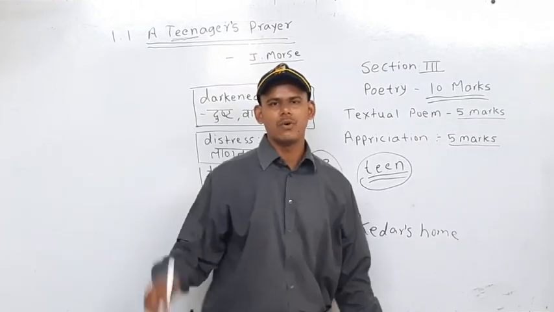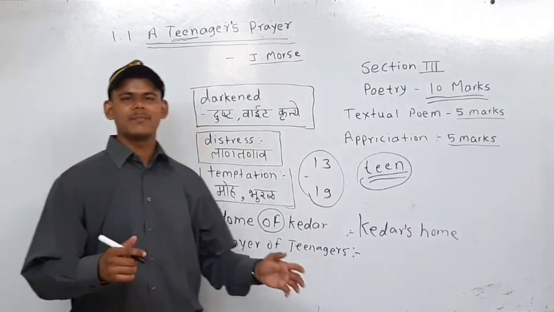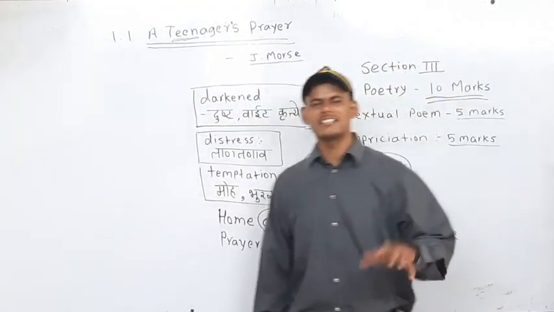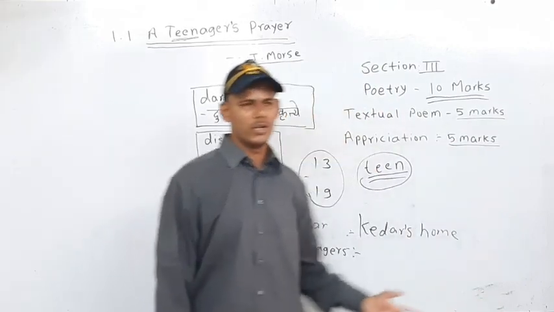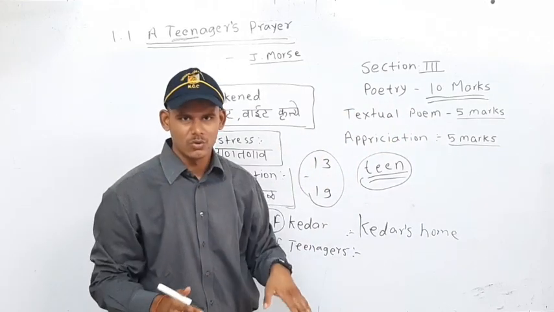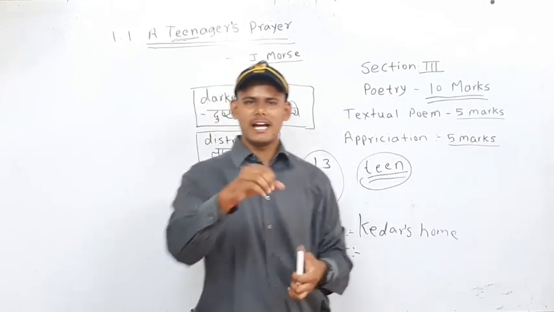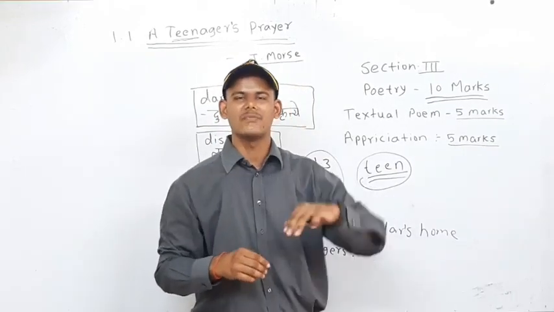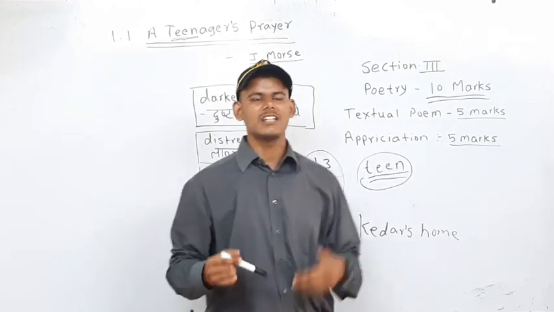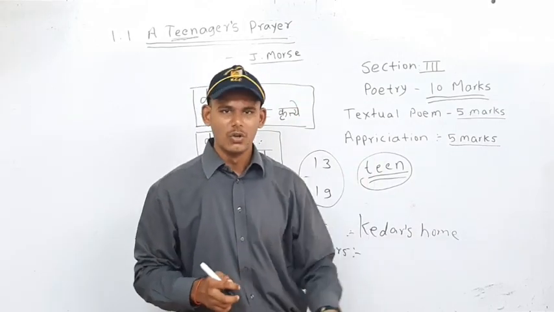Let's move towards the fourth stanza. Help me, Lord, to just say no when temptation comes my way. Here the poet is requesting God again, praying that he may just say no. We should also have that quality to say no, to refuse something. We should be able to say no to a thing. The poet is praying to God, help me, Lord, to just say no when temptation comes my way.